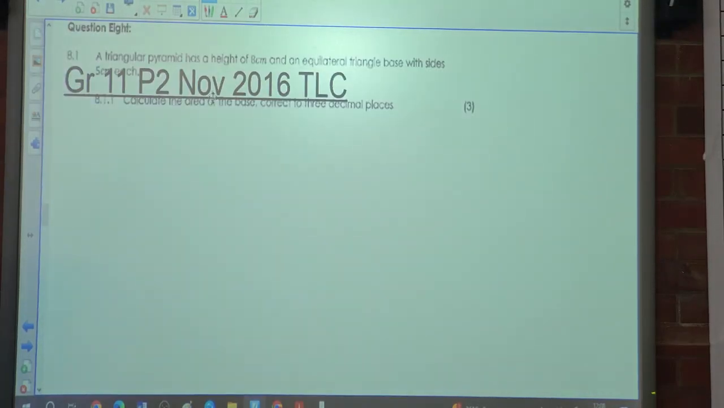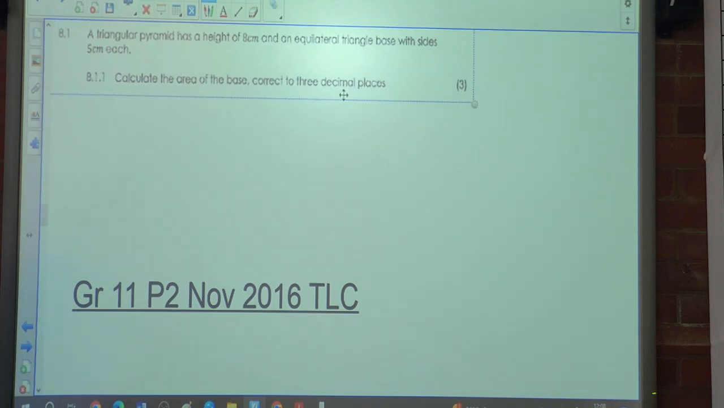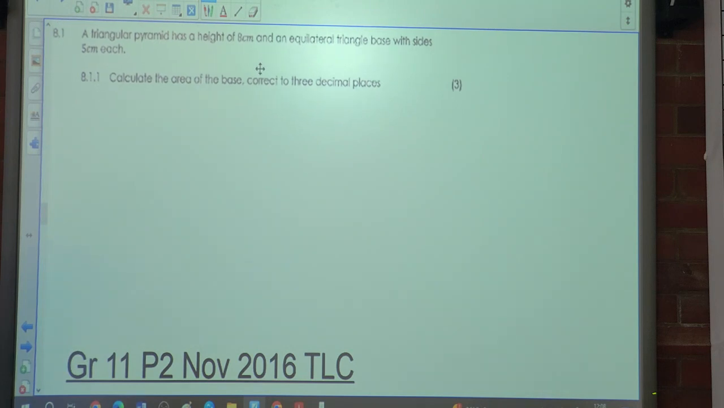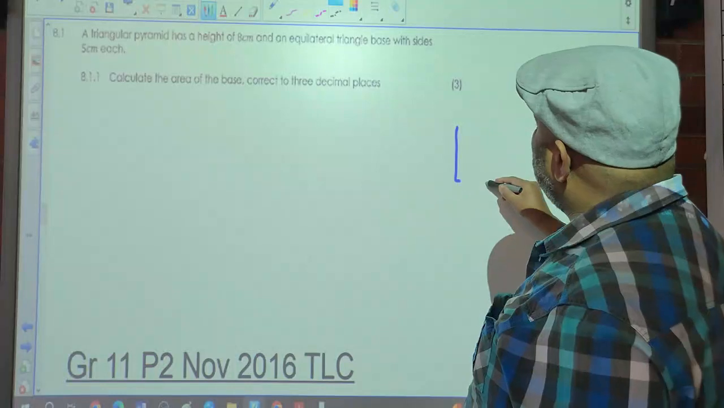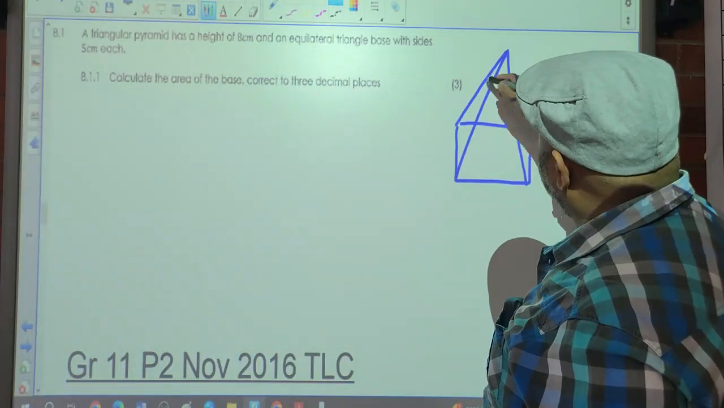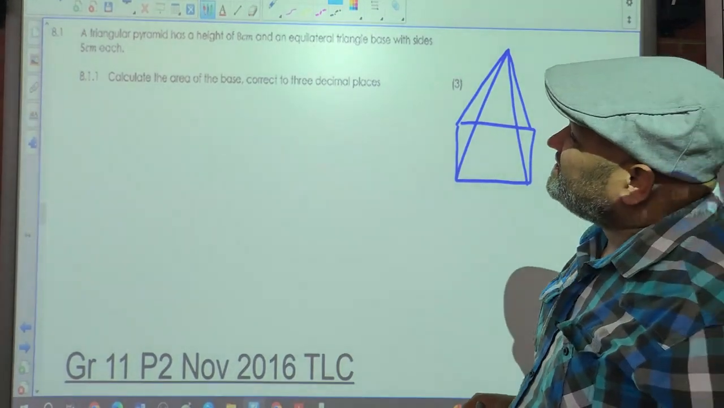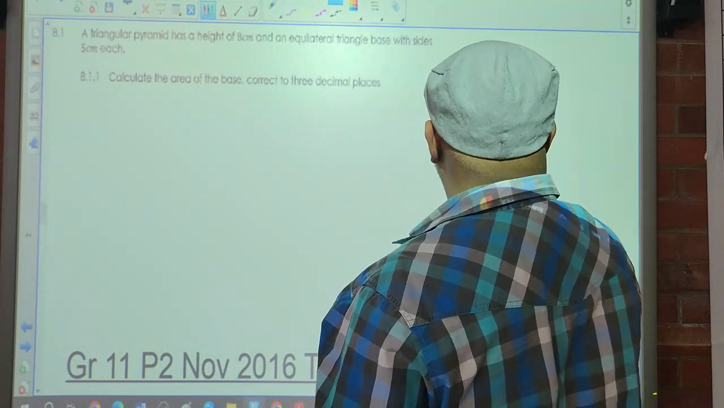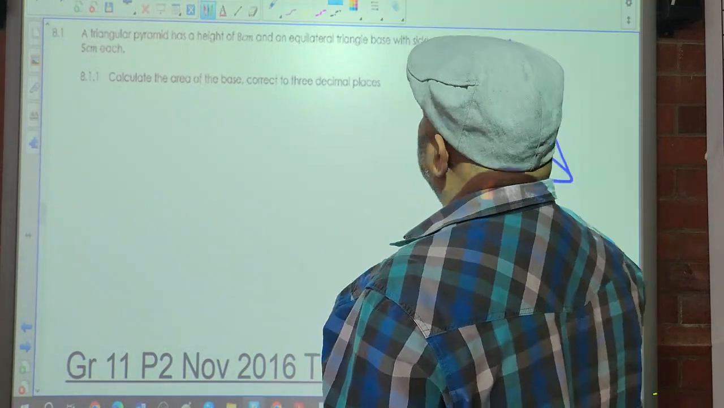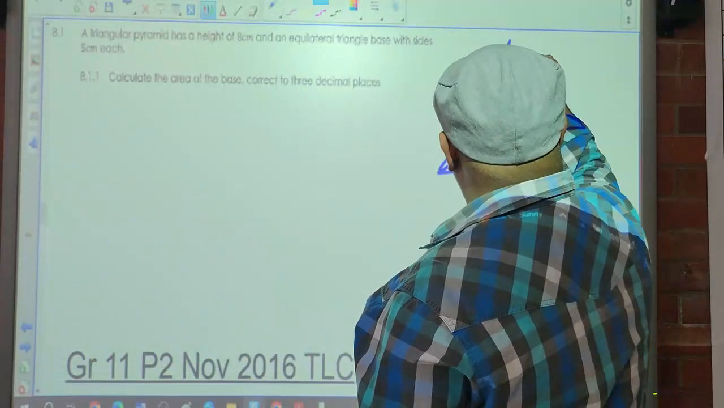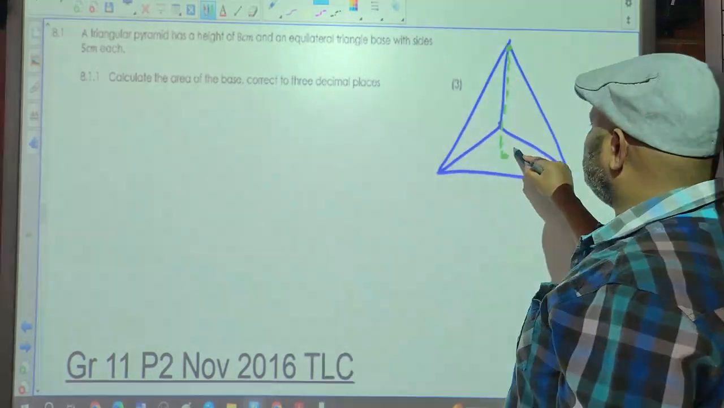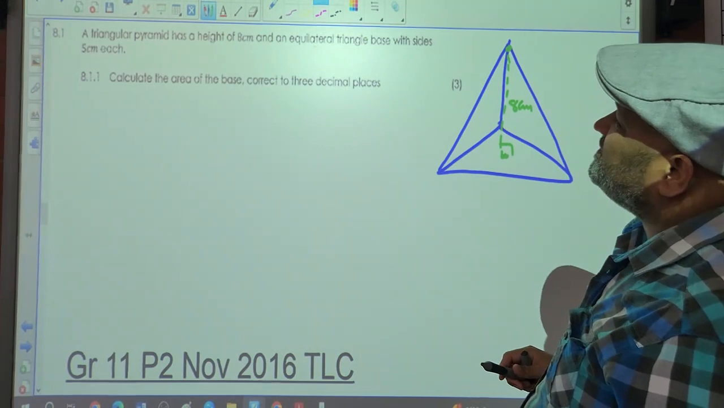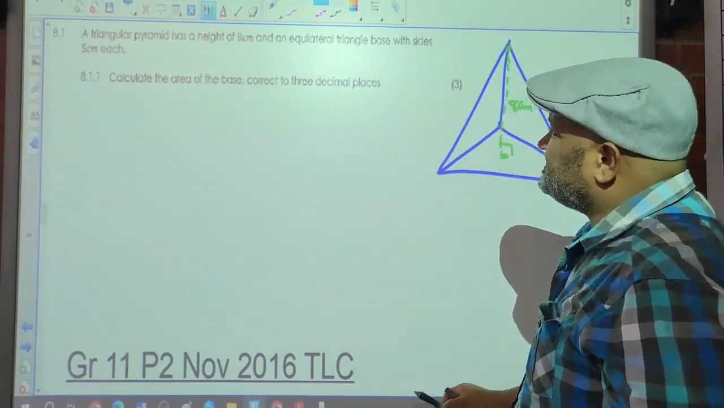Now we look at question 8. Question 8, we are told a triangular pyramid has a height of 8 centimeters. Are we given the pyramid now? A triangular pyramid, base pyramid should have been. Okay, as a height. So the height is going to be from the apex to the midpoint here. That's going to be a height, perpendicular. That's going to be 8 centimeters there. And on the equilateral triangle base, with sides of 5 centimeters each.